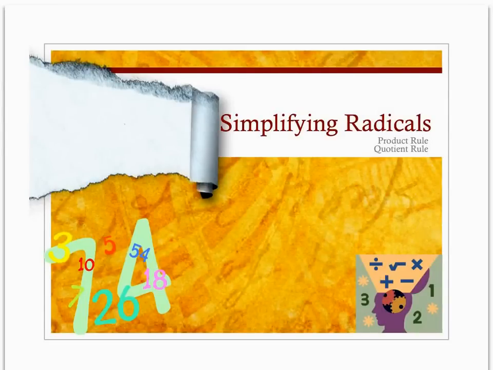Alright, so you are ready to take notes on simplifying radicals. Some of this may be a review, but some of it may not, so please get ready and make sure you are writing as detailed notes as possible.